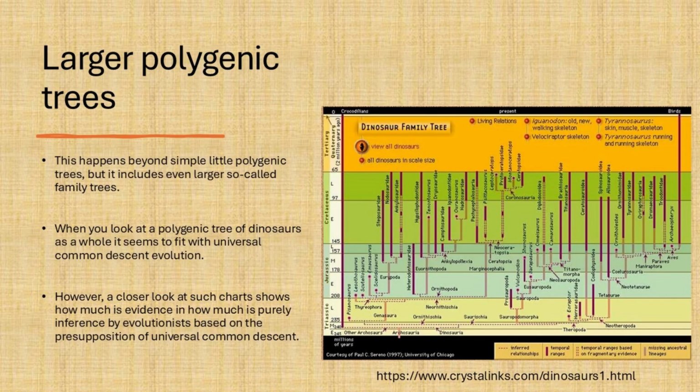This happens beyond simple little polygenic trees, but it includes even larger so-called family trees. When you look at a polygenic tree of dinosaurs as a whole, it seems to fit with universal common descent evolution. However, a closer look at the chart shows how much is evidence and how much is purely inference by evolutionists based on the presupposition of universal common descent. All you have to do is look at the legend to see that just the purple portion is based on actual fossil evidence. The rest is inference, based on the presupposition of universal common descent evolution.